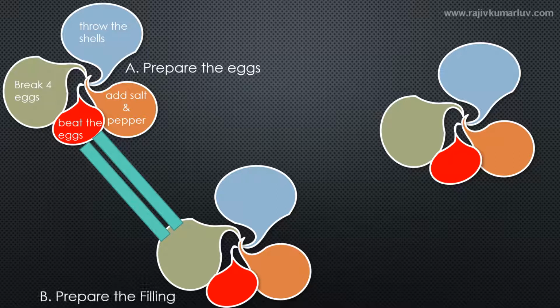B. Next, let us prepare the filling for the omelette. Chop onions, chop the tomatoes, chop green chilies, and grate the cheese.